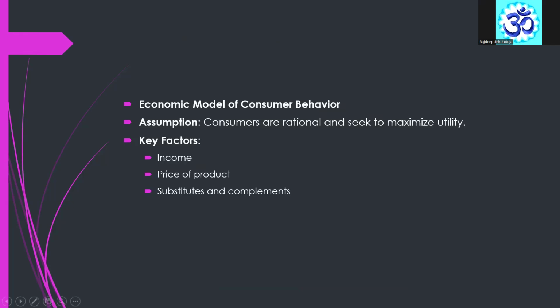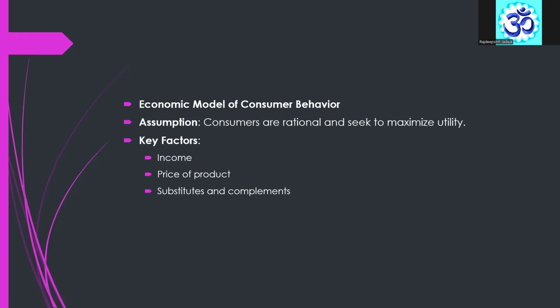So first of all, the economic model of consumer behavior. What is the assumption? Consumers are rational and seek to maximize utility. Key factors are income, price of product, and substitutes and complements. Let's take an example of ourselves. We are consumers, and we think economically.